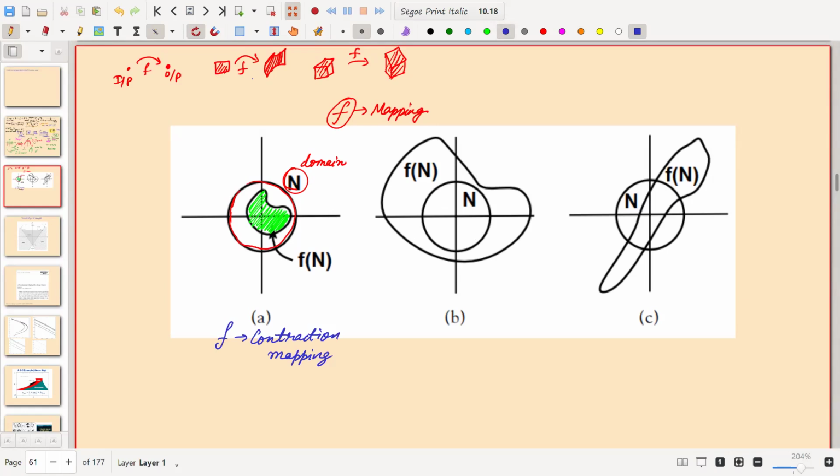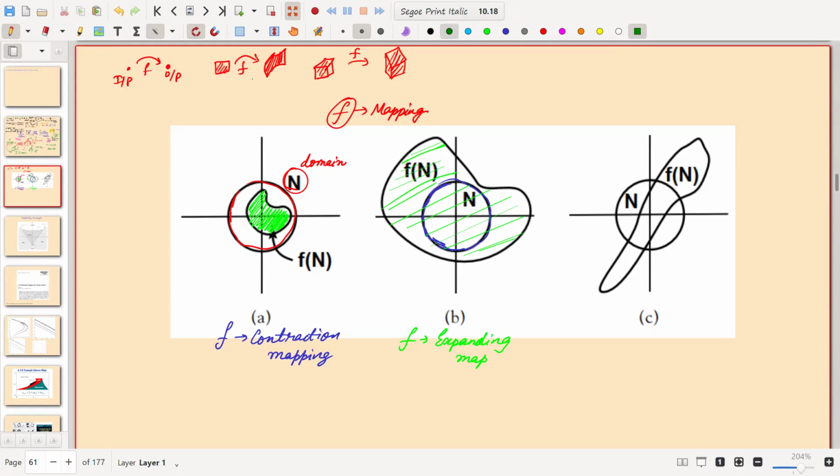Now check the other case. You have started from this N over here, where this is the original part of N. Now you have applied f to that N, and you are getting this whole area, right? So what do you think? What has happened? Has it expanded or contracted? It's expanded. So f is referred to as an expanding map.